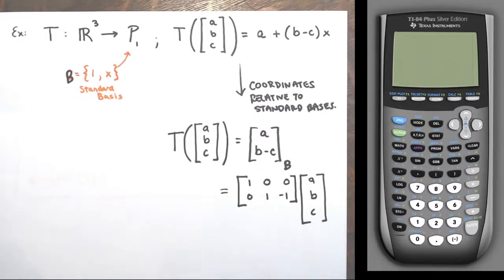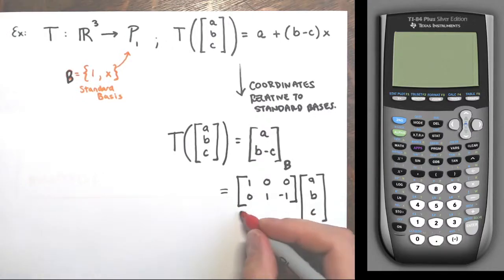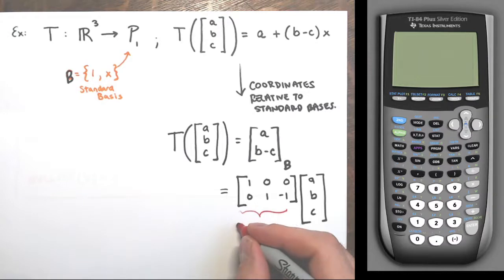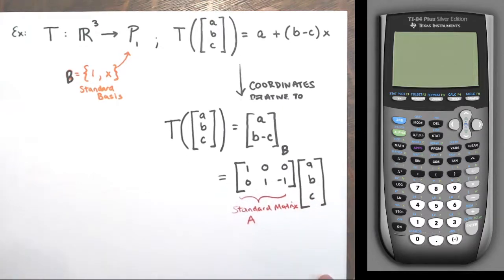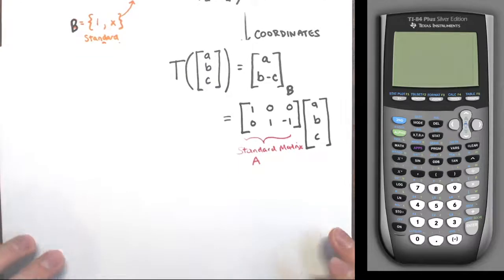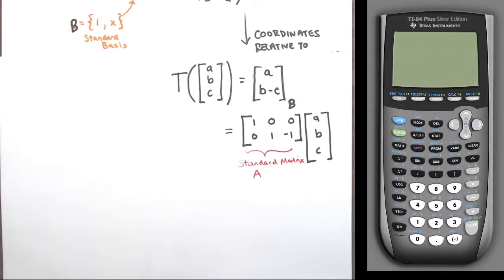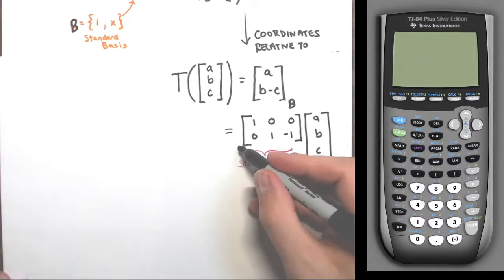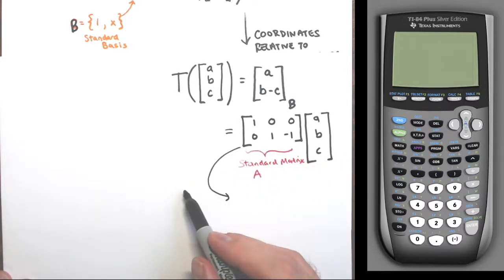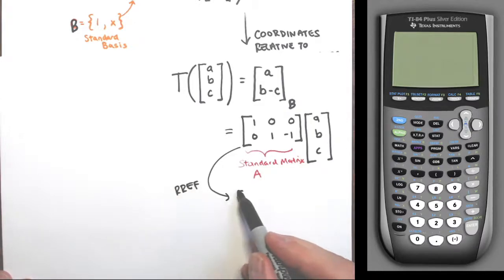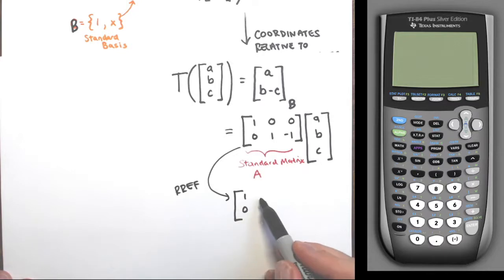All right, so here's the standard matrix, this 2 by 3 matrix here. Here's the standard matrix for this transformation. And again, I'm going to call it A. And let's find the null space of A. So I'm going to take this matrix and put it into reduced row echelon form. Well, it already is. I'm just going to recopy it. It's already in reduced echelon form.